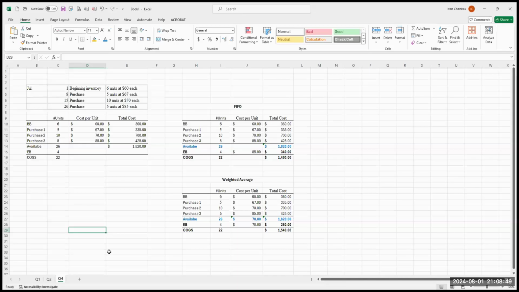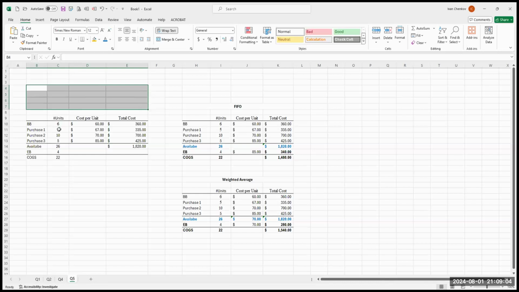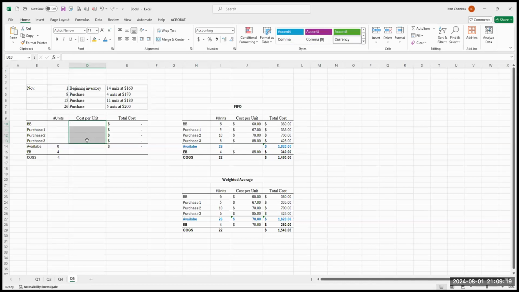Now, just to make it easy, since I already have a template for this question, I'm going to grab this question, drag it, label it question 5, and start working with the new information that I have. So this information is irrelevant for me. I'm going to get my new information, which is for November. Now what I have to do is change the information. Once I change the information, everything's going to come to me eventually, I'm hoping.